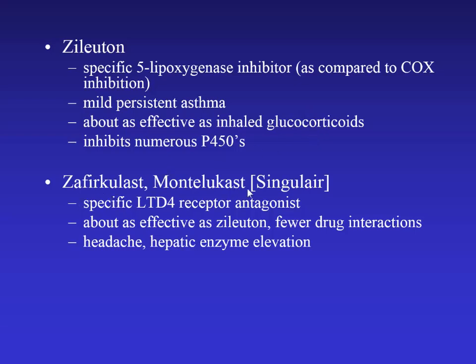Zafirlukast, and also montelukast, known as Singulair as a trade name, and probably you've heard that on TV, rather than being an enzyme inhibitor, is a specific receptor antagonist. It's about as effective as the enzyme inhibitor, but it has many fewer off-target effects because its action is really on a fairly specific receptor. It is associated with headache and hepatic enzyme elevation. It's about as good as inhaled glucocorticoids in mild persistent asthma. So two drugs that act on the lipoxygenase pathway and are very useful in the treatment of asthma.